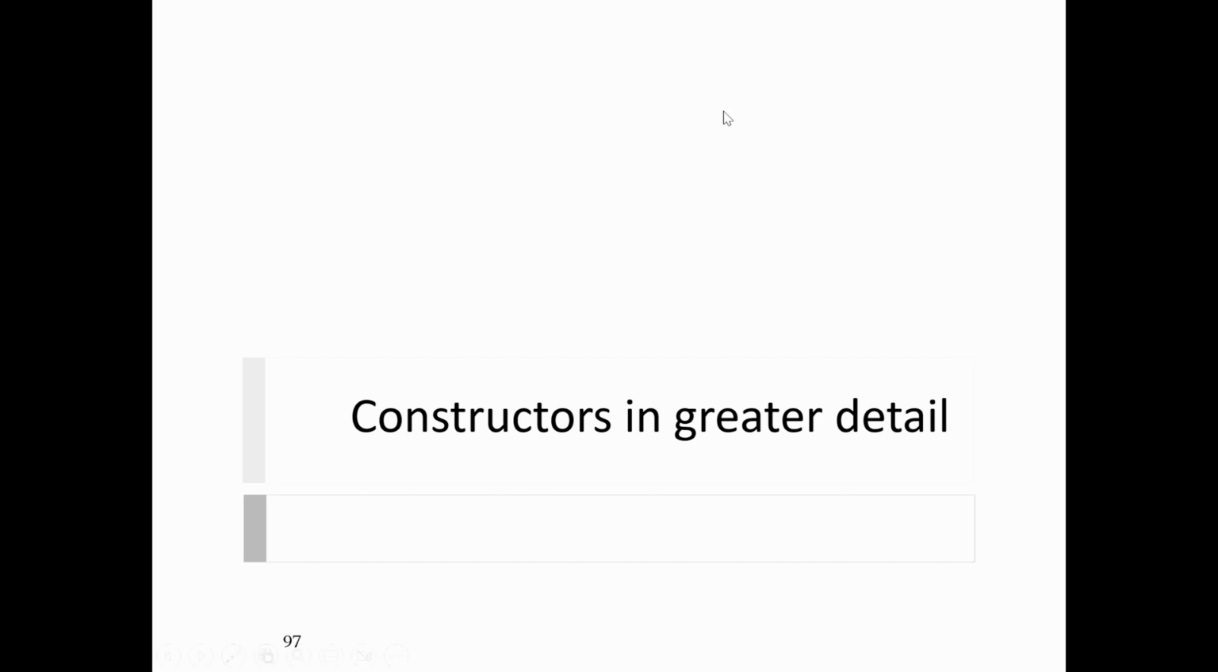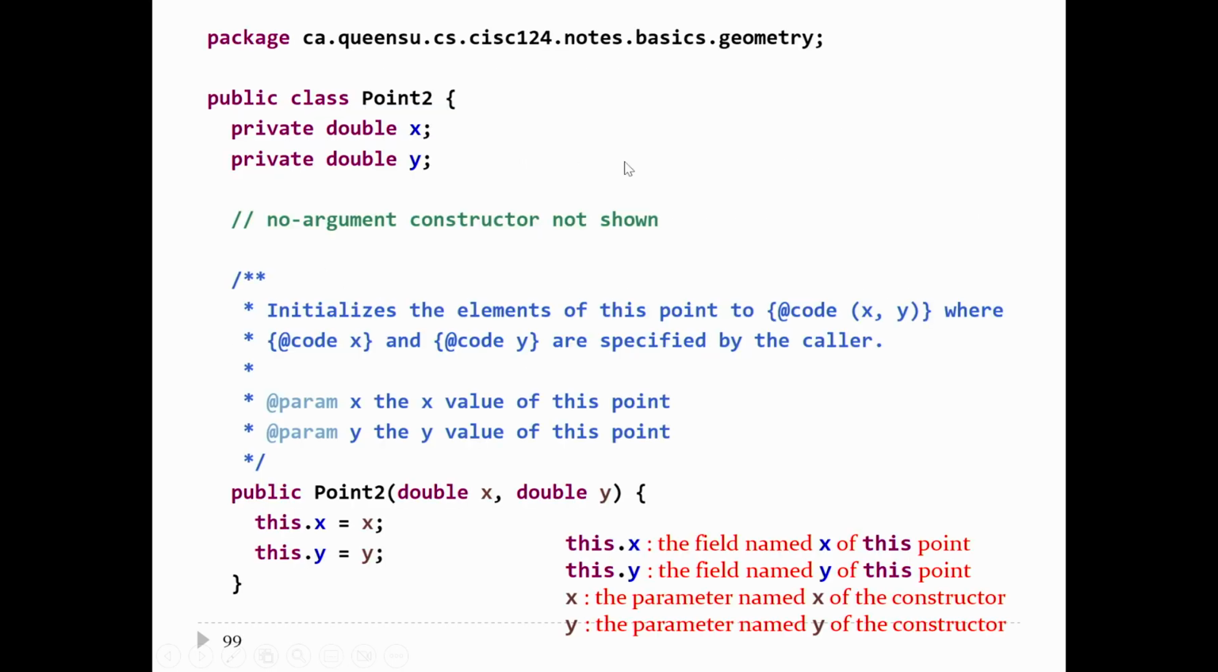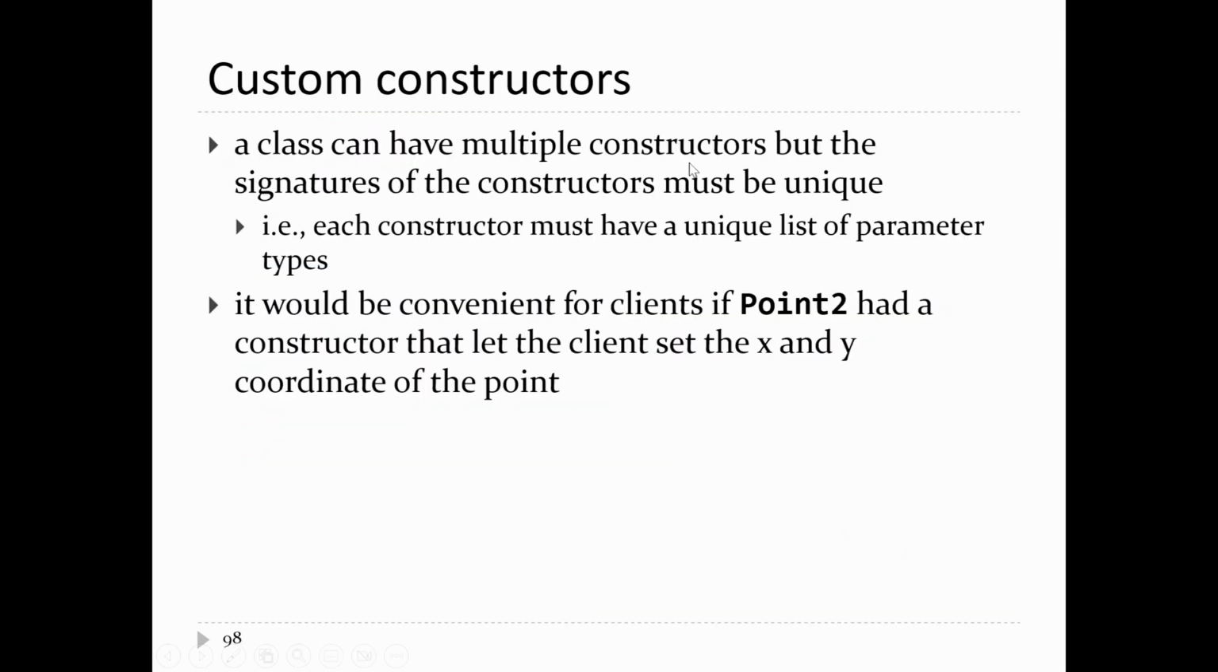Okay, back to constructors. A class is allowed to have multiple constructors. Now, constructors, just like methods, have signatures. With constructors, the constructor name is always the same, so the signature of a constructor is determined by its parameters. That means each constructor must have a unique list of parameter types. For all of our classes so far, we only have the no argument constructors. So let's go ahead and add more constructors.